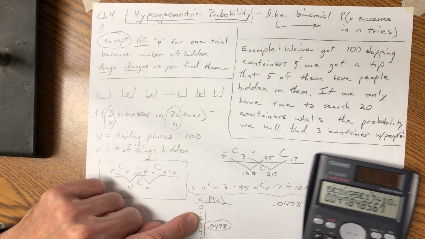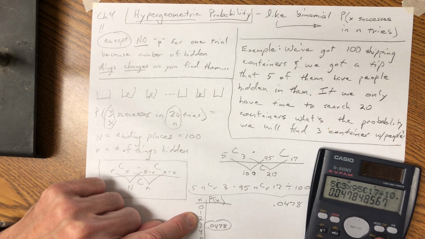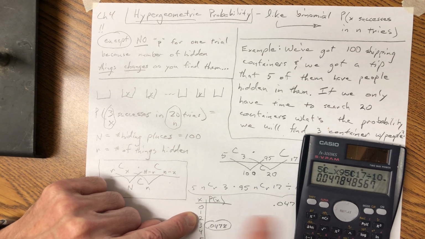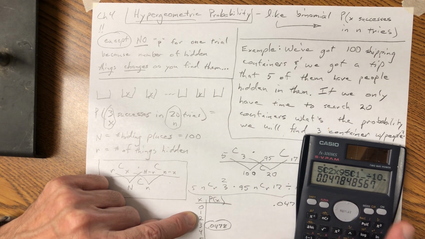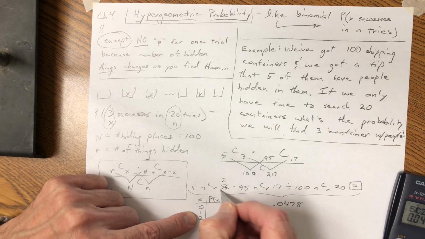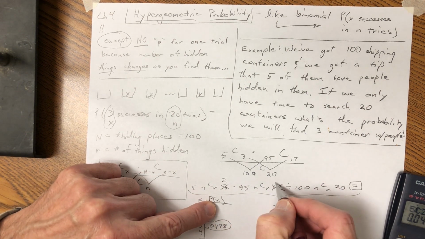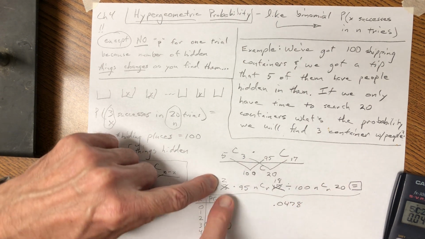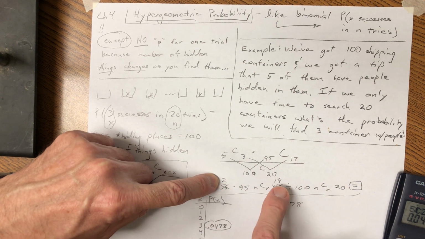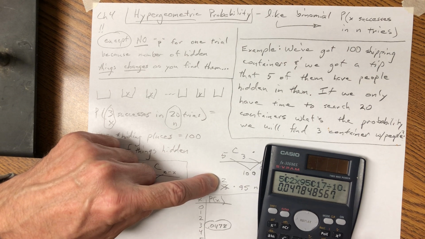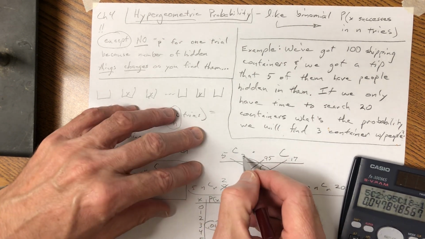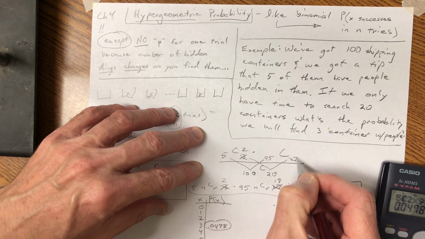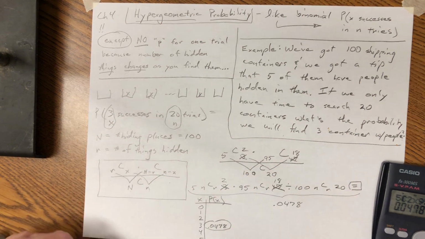So if I wanted to find the probability of 2 containers having people in them, I would scroll over and make this 3 into a 2, and make the 17 into an 18. So this 3 becomes a 2, this 17 becomes an 18. What this means is 2 of the containers have people in them, 18 do not. Everything else stays the same.